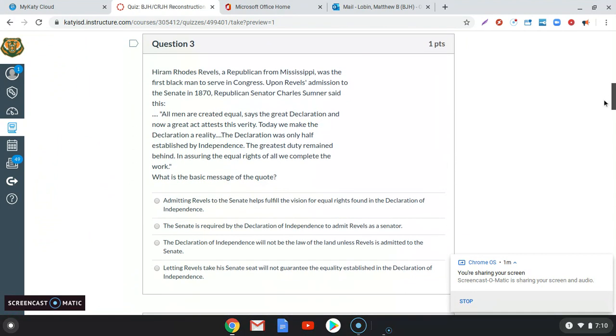Question 3. Hiram Rhodes Revels, a Republican from Mississippi, was the first black man to serve in Congress. Upon Revels' admission to the Senate in 1870, Republican Senator Charles Sumner said this: "All men are created equal," says the Great Declaration, and now a great act attests this verity. Today we make this declaration a reality. The Declaration was only half established by independence. The greatest duty remained behind. In assuring the equal rights of all, we complete the work.